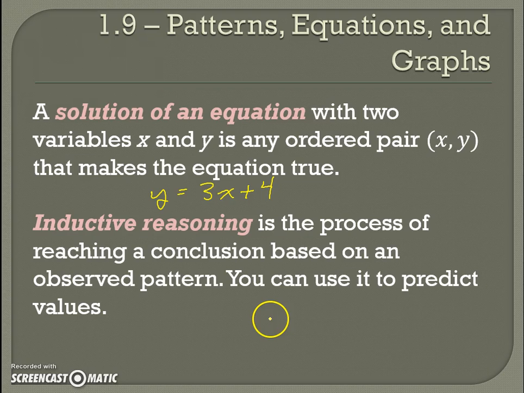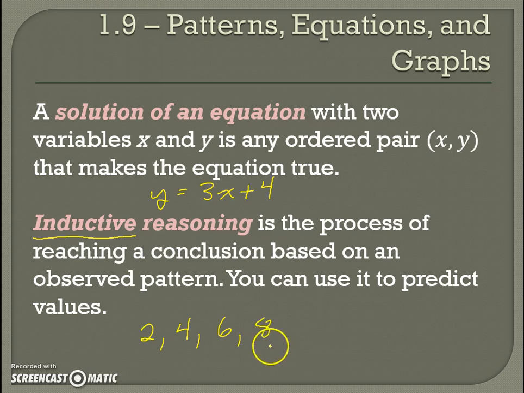Inductive reasoning is the process of reaching a conclusion based on an observed pattern. So a really simple example would be 2, 4, 6. The next one in that pattern you would expect to be 8. Now the reason it's called inductive as opposed to deductive is that you cannot prove for certain that this is going to actually be an 8, but all of the evidence, it's increasing by 2, all of the evidence points to that being the case.